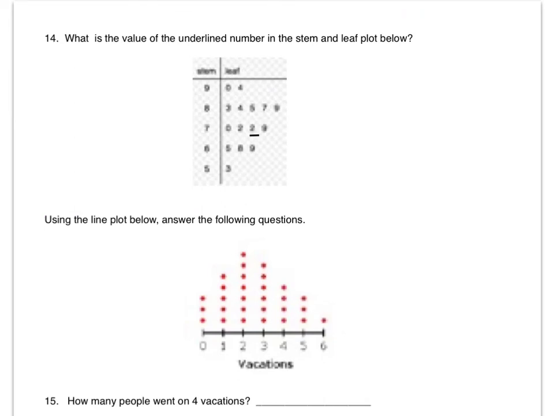14, what's the value of the underlined number in the stem and leaf plot? So remember, the way stem and leaf plots work is you attach the stem, which you find on this side, with the leaf, and you put those together and make your number. So in this case, we have a tens place and a ones place. So I'm going to connect them. So it would be a 7, and the underline is a 2. So my number would be 72.